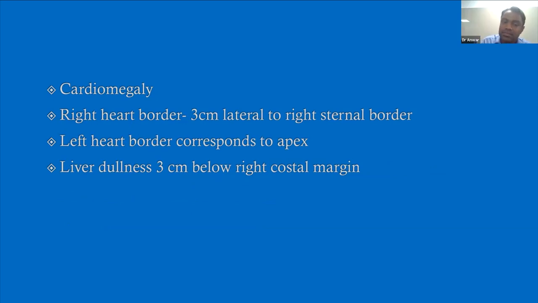The liver is 3 cm below the right costal margin, one meeting level. I'll be free. Sir, go ahead.